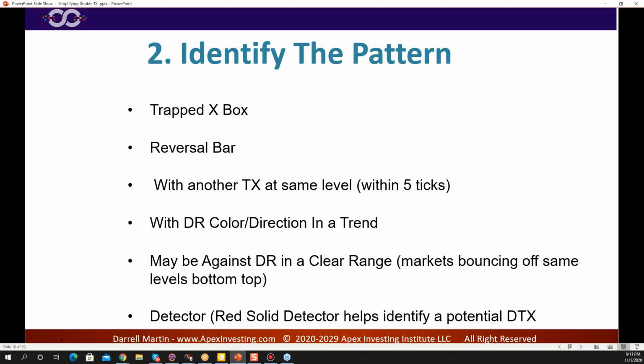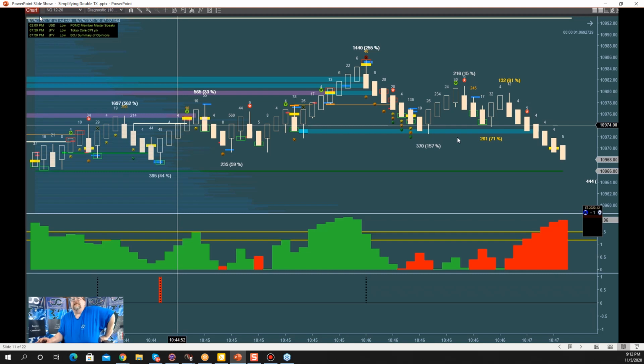Now, if you're new, and for those of you that are in open house, I wouldn't worry about that right now. Okay, that's a little more advanced. Just focus on going with the trend and with the DR color. Okay. Now, these are not something that you have to sit and look to the left of the chart all the time and try to measure how far back was this other TX trade. There are detectors for it. Okay, the detector does pop up and let you know. All right, there's audio alerts, there's alerts right on the chart, and it's a red solid detector that helps you identify a potential DTX or double TX trade.